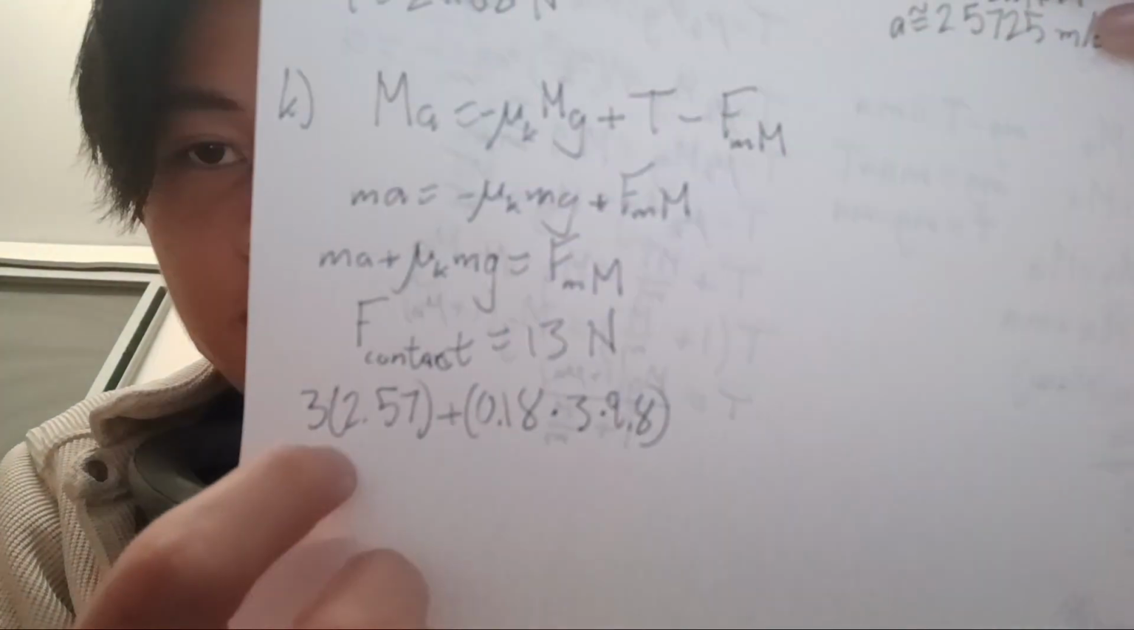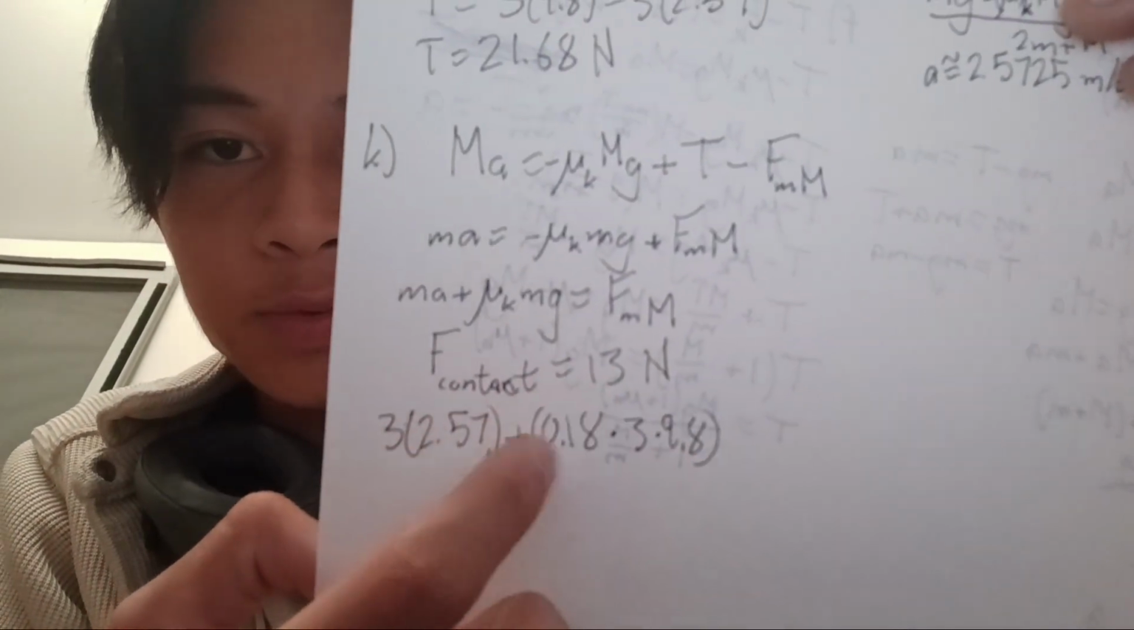Let me write down the actual equation with numbers. 3 times 2.57 times 3 times. There. That, and then that equals 13 newtons.